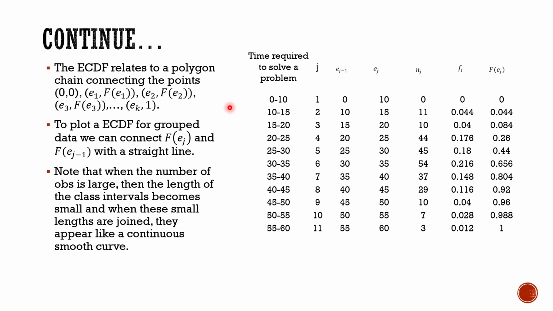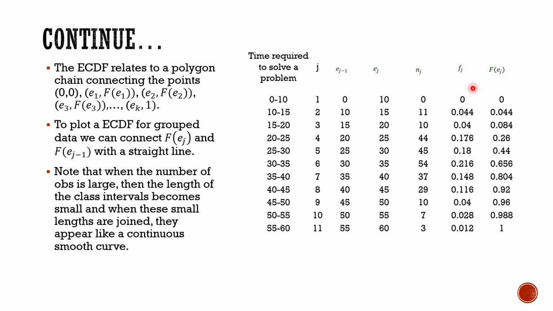Simply, we'll have an example by which you can easily get it. We have data on time required to solve a problem, and we have this distribution from 0 to 10 minutes, 10 to 15 minutes, and so on. The range is from 0 to 60 minutes. Now these are classes 1, 2, 3, 4 until 11, and these are e_(j-1), meaning the lower limit of the class, and the upper limit of the class. This is n_j, or the frequency. So in the lower limit we have 0 frequencies, and so on.